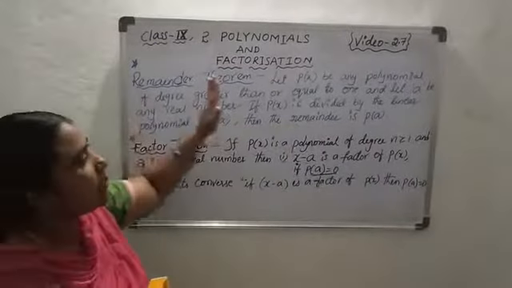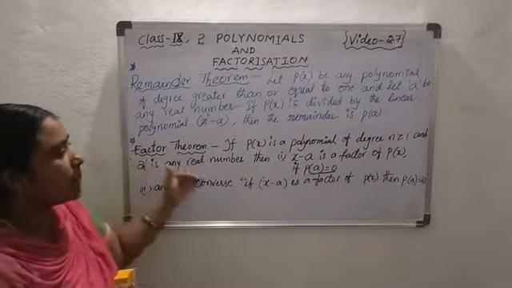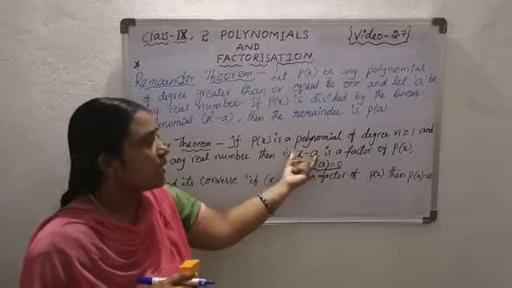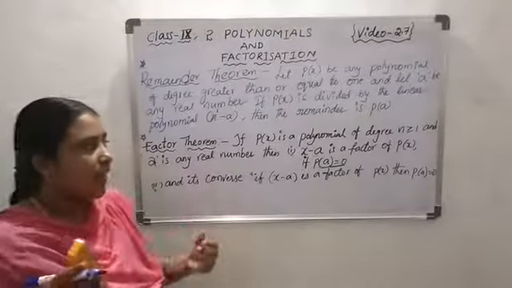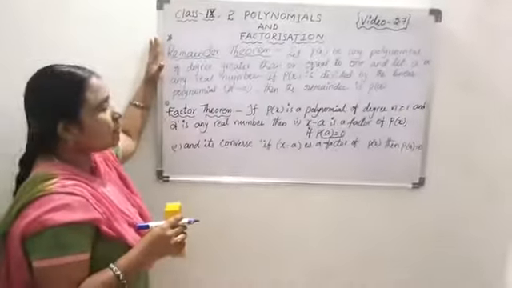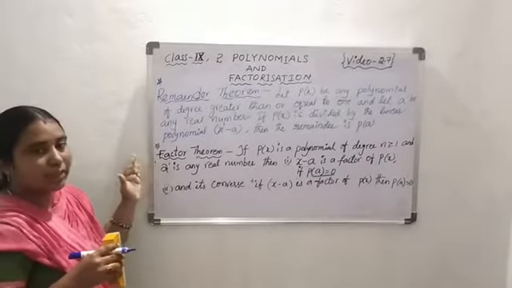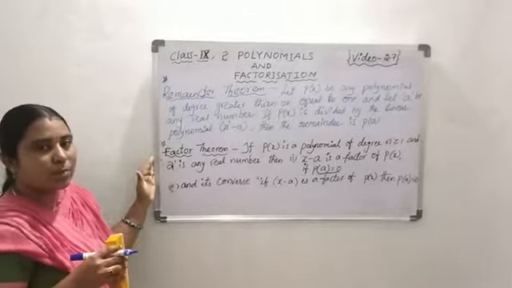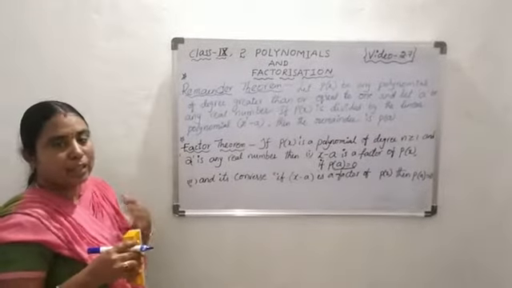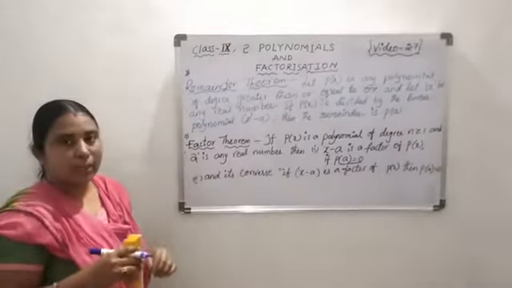In the remainder theorem, the remainder may be 0 or anything. But in the factor theorem, the remainder must be 0, and then the linear polynomial is a factor of the given polynomial. Using the remainder theorem, we will discuss exercise 2.3 problems. Using the factor theorem, we will discuss exercise 2.4 problems. Now we will go to the 2.3 problems and discuss how to solve them using the remainder theorem.